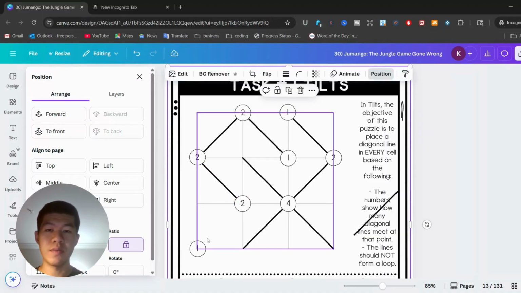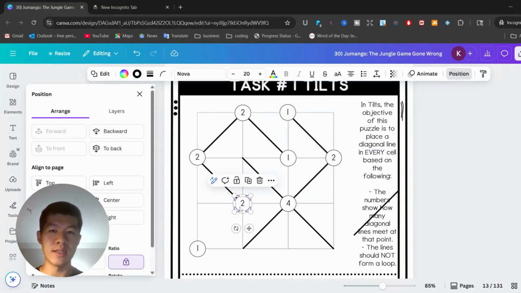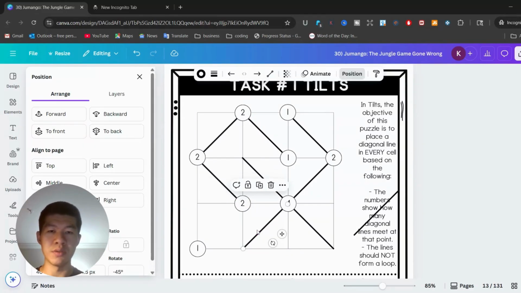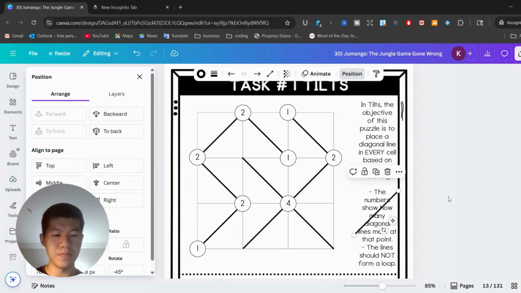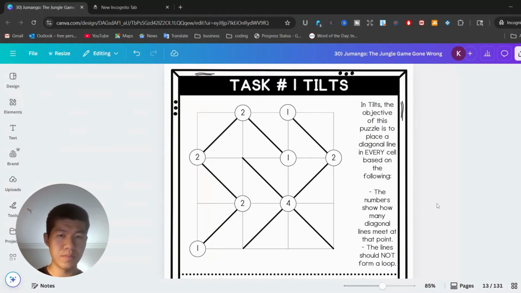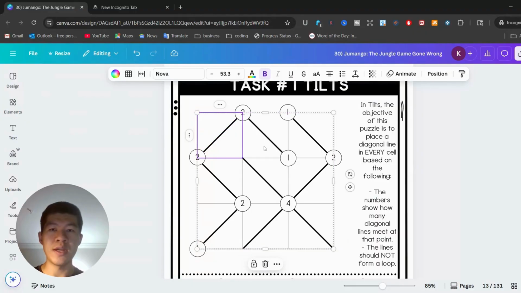And then finally, to fill in this last cell, there are 2 lines connecting to this 2, because this is the number 2 right here. And so the only logical place that I can put this line to meet this 2, and then there's 1 diagonal line connecting to this 1, is drawing it like this. And so now you see each cell has 1 diagonal line.